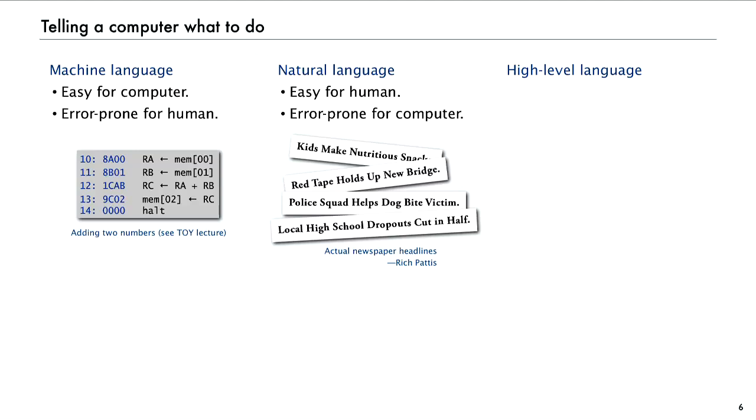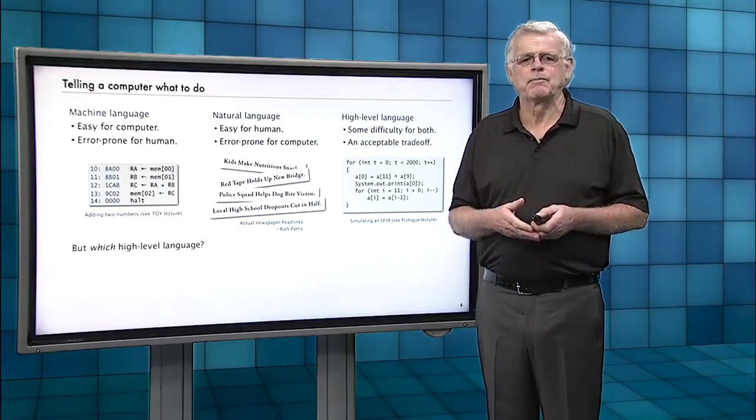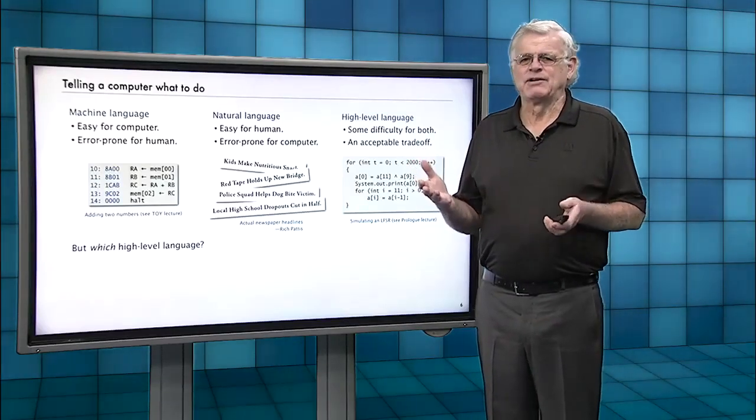So instead, what we use is something in between called a high-level programming language. It's kind of a compromise. It's the same sort of difficulty for both the computer and the human. And the last several decades have shown it's an acceptable trade-off to get us to be able to tell computers what to do. And this is a Java program that's similar to those that we're going to be writing in this course. Now, but which high-level language?